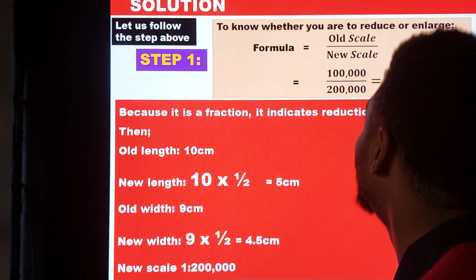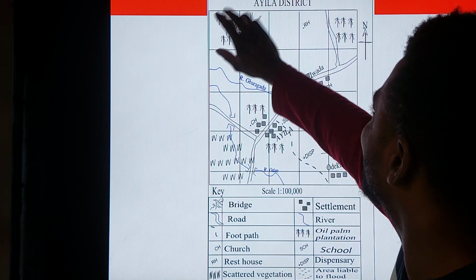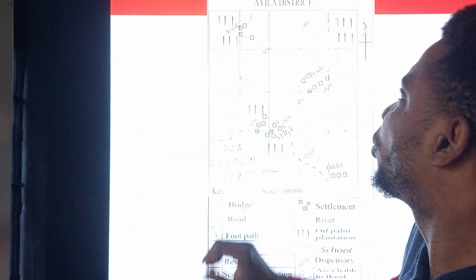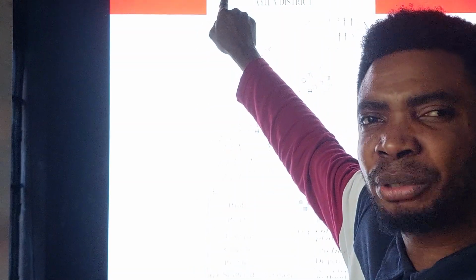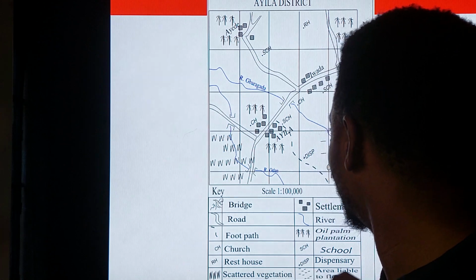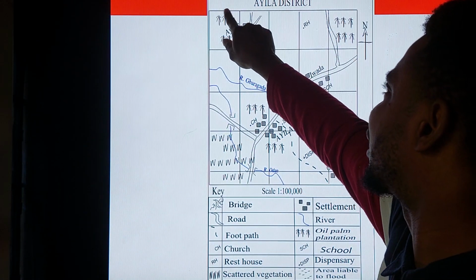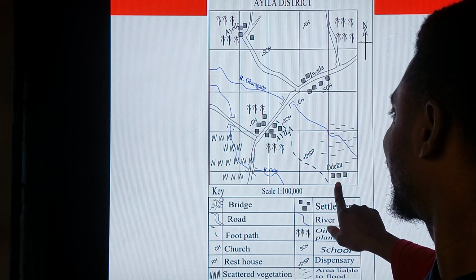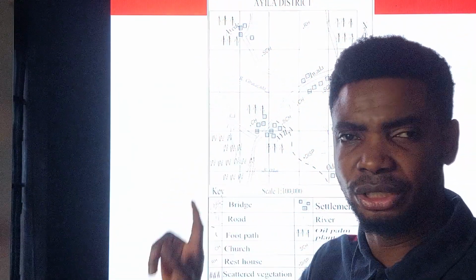Very simple. As you can see, the first thing you do is to measure the length. And let me tell you, when you are measuring the length of your map, don't measure the border with it. Please, very, very important. Take note of this important information. The border is not the map. The map starts from here and ends here. Don't measure the border and the key and everything. No, you will be wrong.